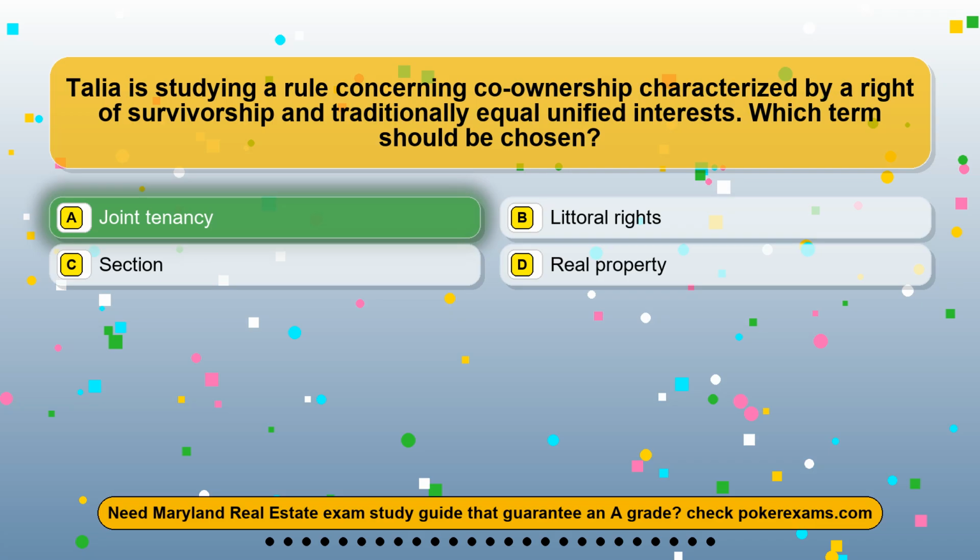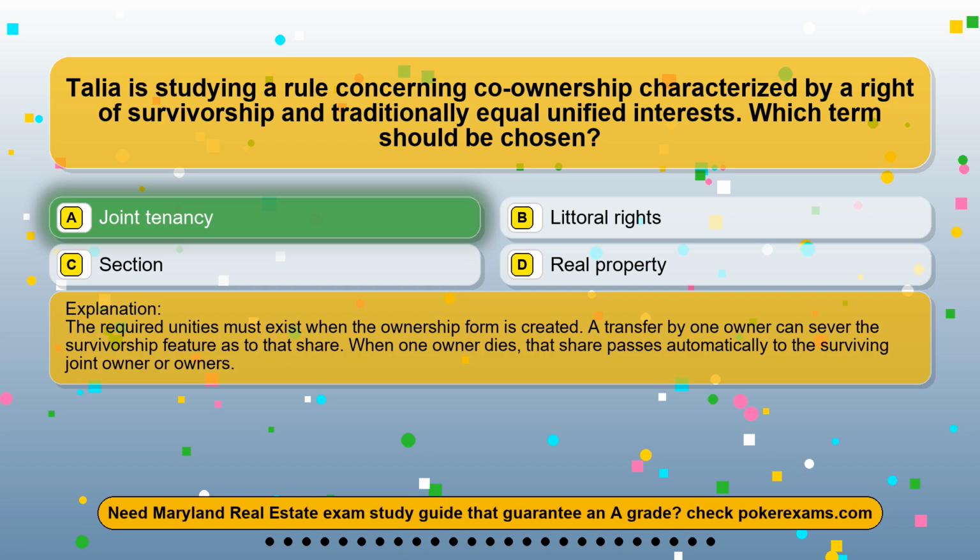The correct answer is option A, joint tenancy. The required unities must exist when the ownership form is created. A transfer by one owner can sever the survivorship feature as to that share. When one owner dies, that share passes automatically to the surviving joint owner or owners.